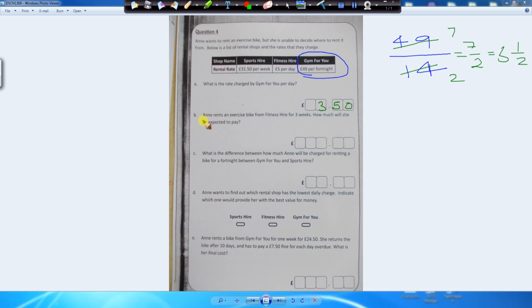Next, Anne rents an exercise bike from Fitness Hire for 3 weeks. Let's look at that. Okay, Fitness Hire for 3 weeks. How much will she be expected to pay? Okay, Fitness Hire is £5 per day. So £5 a day, times that by 3. How many days are there in 3 weeks?